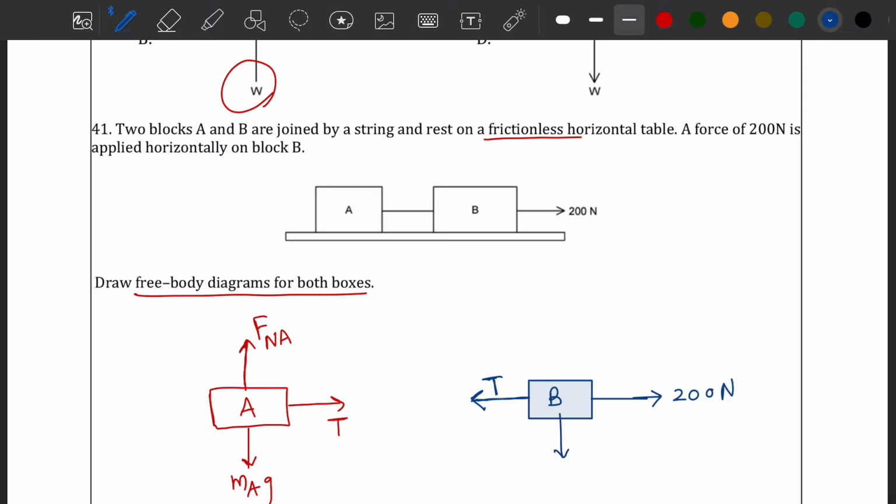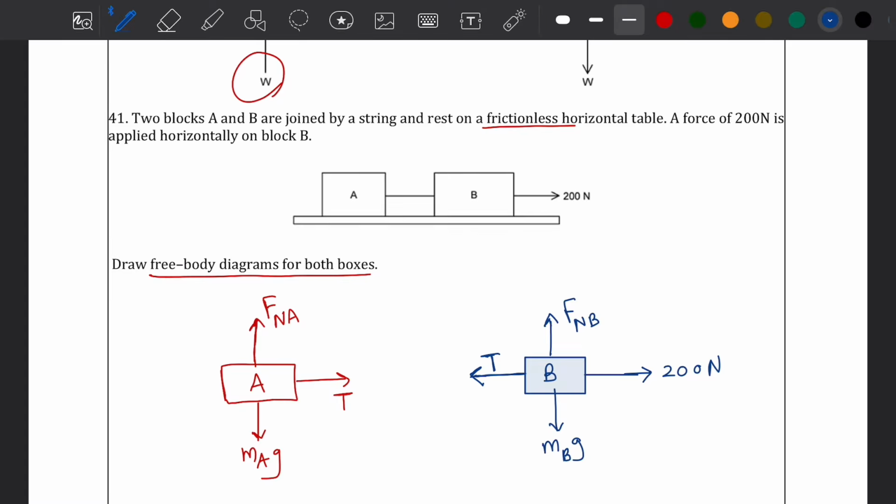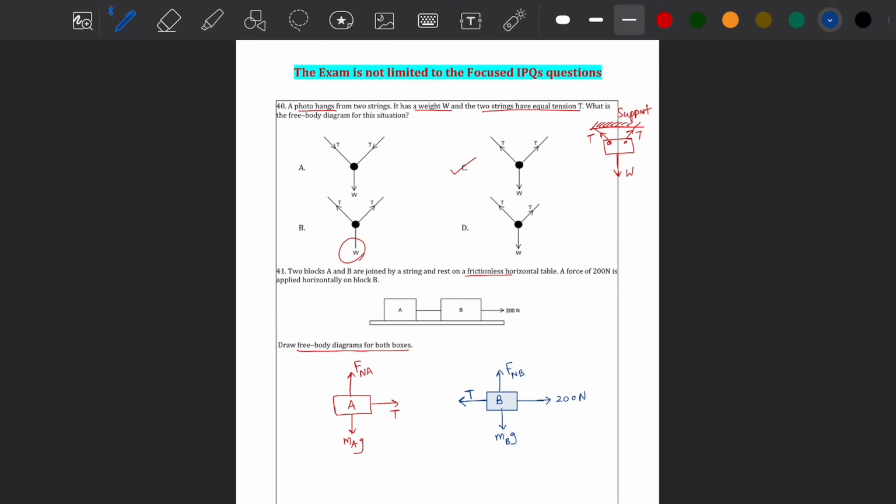There is mg for B, and there will be the normal force acting upwards for B. Okay, so we have got the free body diagram ready.